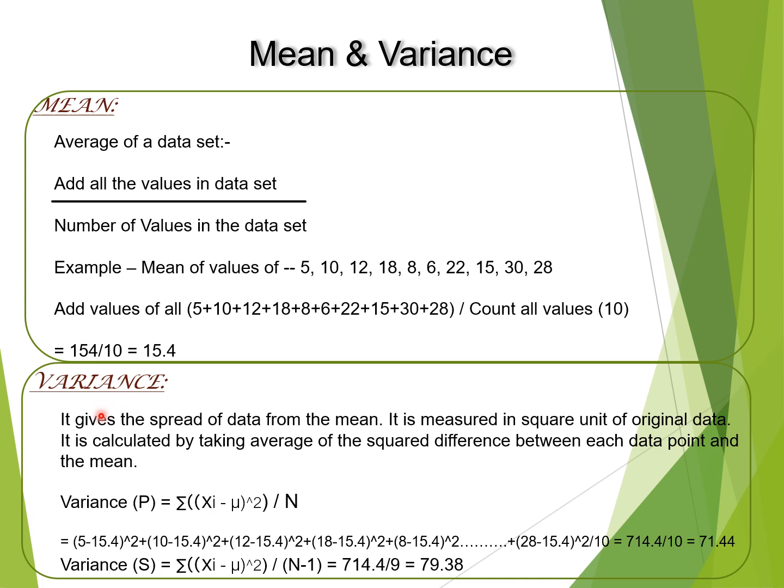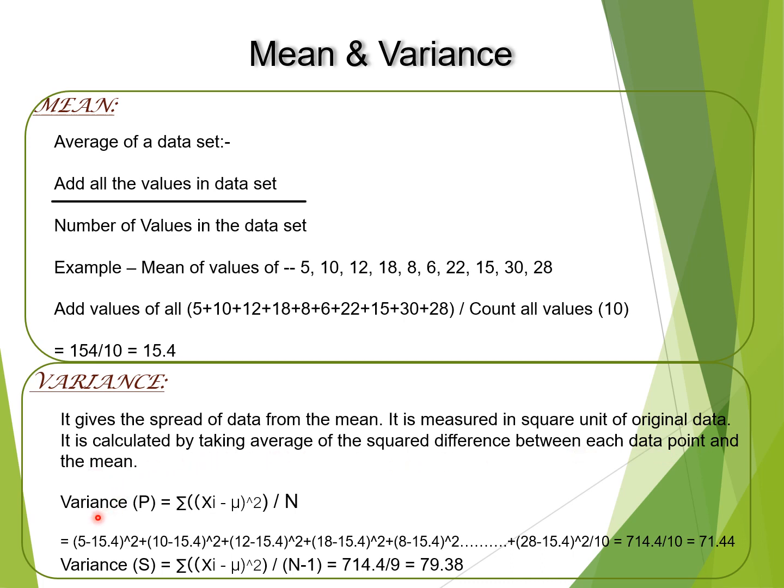Variance gives us the spread of data from the mean. It is measured in square units of the original data. That means if the data is in meters, then the variance will come in meter square. If it is in kg, the variance will come in kg square. How do we calculate this? It is calculated by taking the average of the squared difference between each data point and the mean.